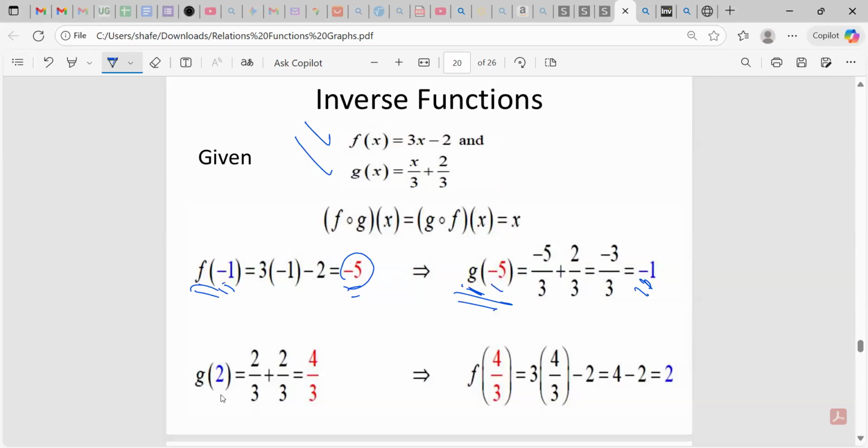Right? Similarly, look here. We take 2, we put it in g, we get 4 over 3. If we take 4 over 3 and put it in f, we get back 2. So what we see happening is that f and g seem to be kind of working against one another in that one reverses the operation of the other. And when that is the case, when one function reverses the effects or the operation of another function, we call them inverses of one another. One is the inverse of the other, right? So that's the whole idea of the inverse of a function.